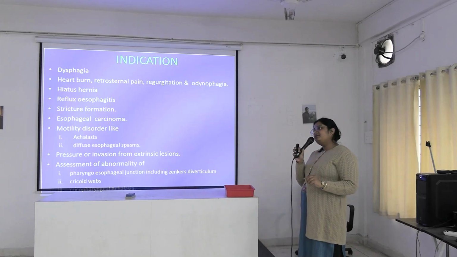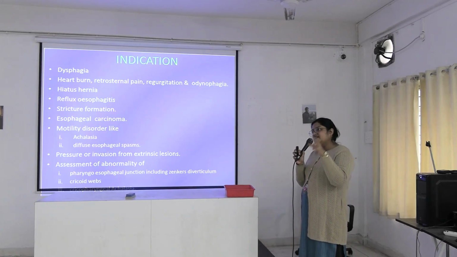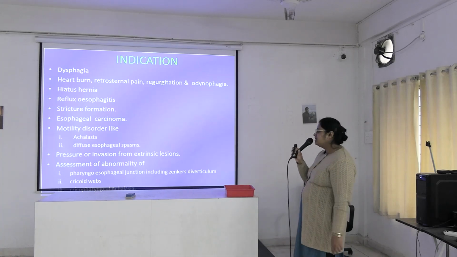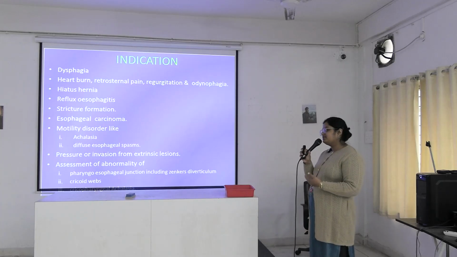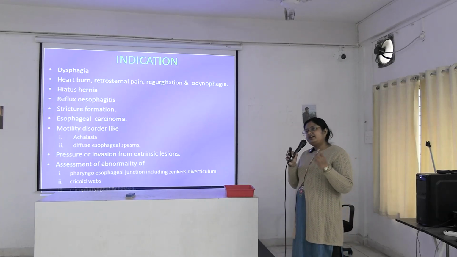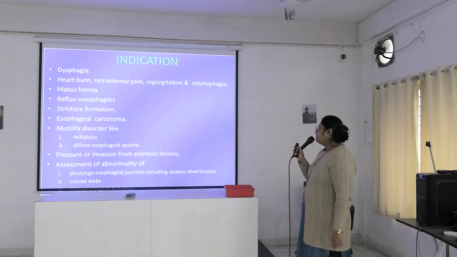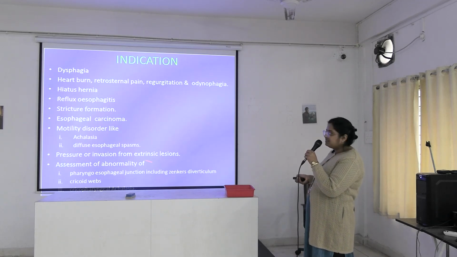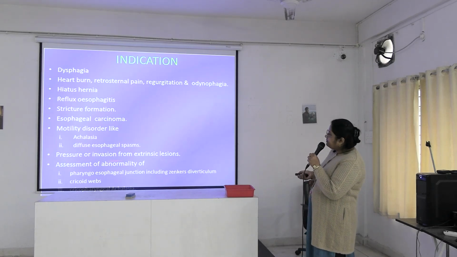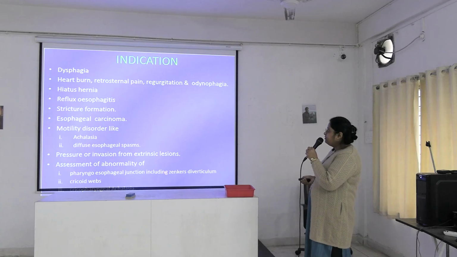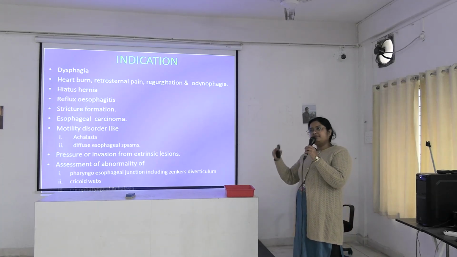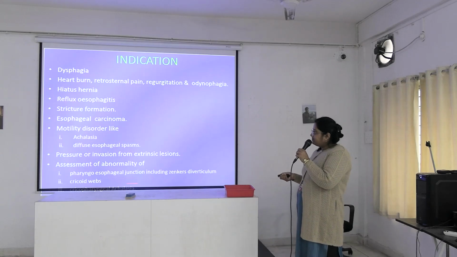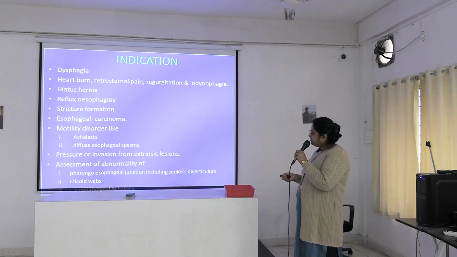In the lower end of the esophagus, the sphincter is closed. So there will be abnormal dilatation of the lower part of the esophagus, that is known as achalasia cardia. And diffuse esophageal spasm. Here you will see corkscrew-like appearance of the esophagus. And pressure or infiltration from extrinsic lesions. An assessment of any abnormality like at the pharyngoesophageal junction including different diverticula, Zenker's diverticulum, cricopharyngeal achalasia. Okay, thank you.